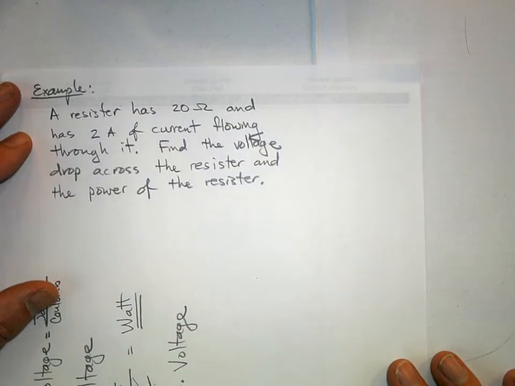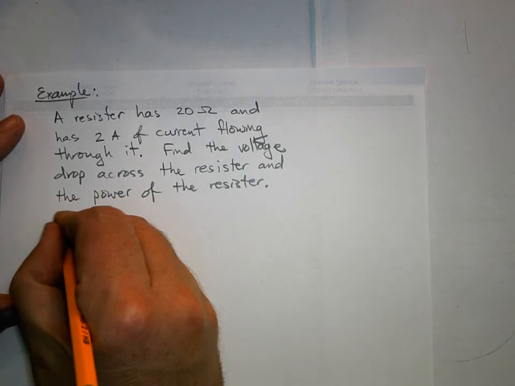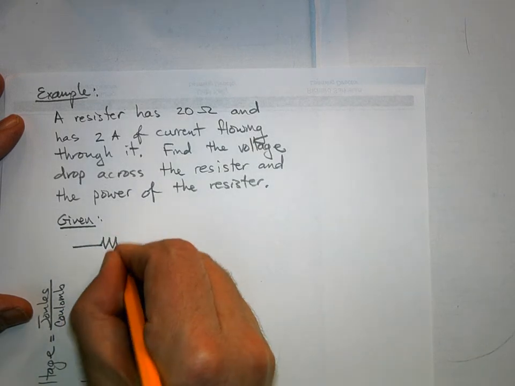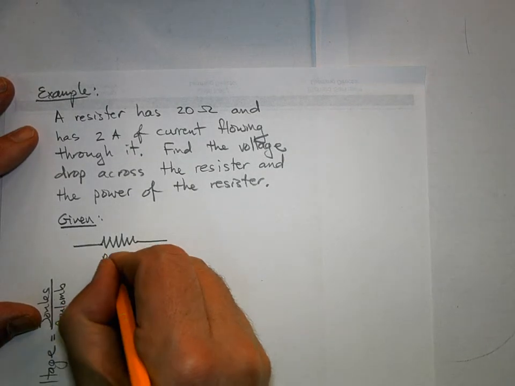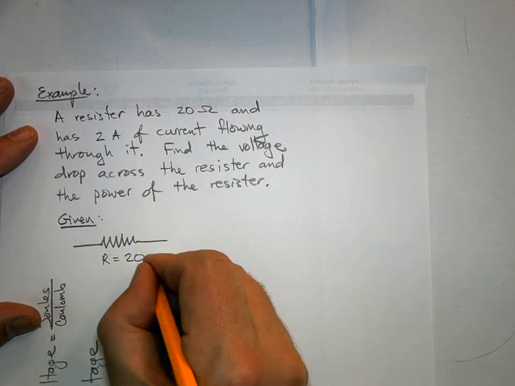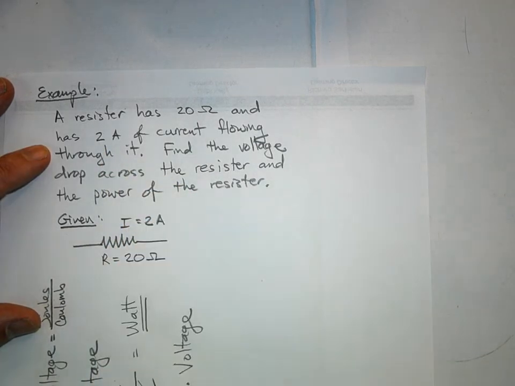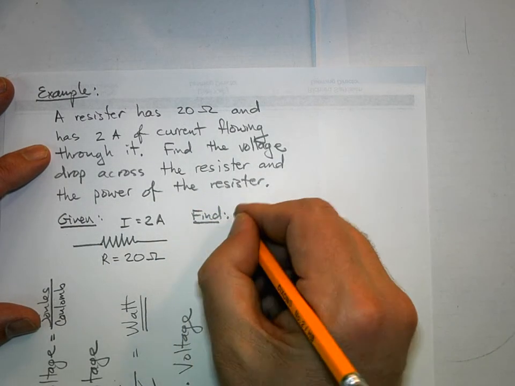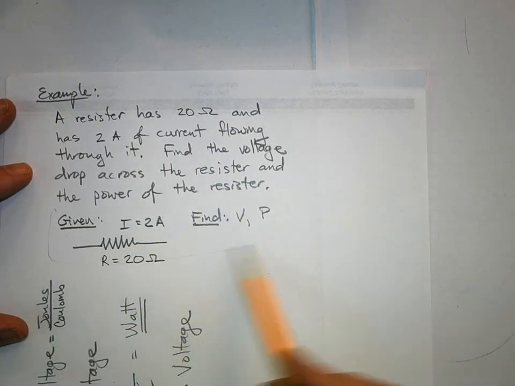So let's work this problem. And I would like you to use the given, find, solve format. So, given: we've got some resistor here, and this zigzaggy thing is the symbol we use for a resistor. We're going to say that R is equal to 20 ohms, and that I is equal to 2 amps. Find the voltage across the resistor and the power of the resistor. This is how you would set it up with given and find when you're setting up a problem like this. Now let's solve it.